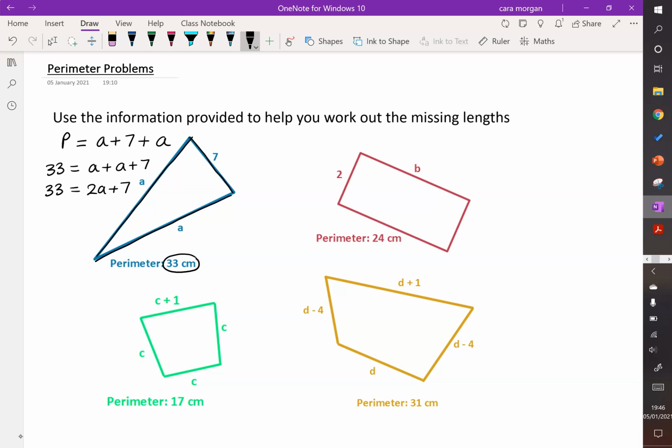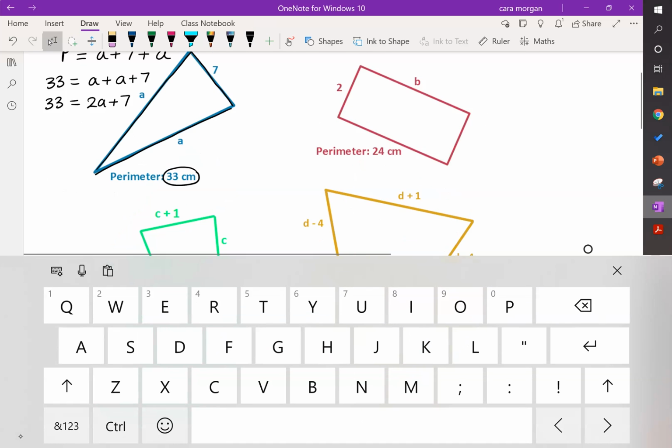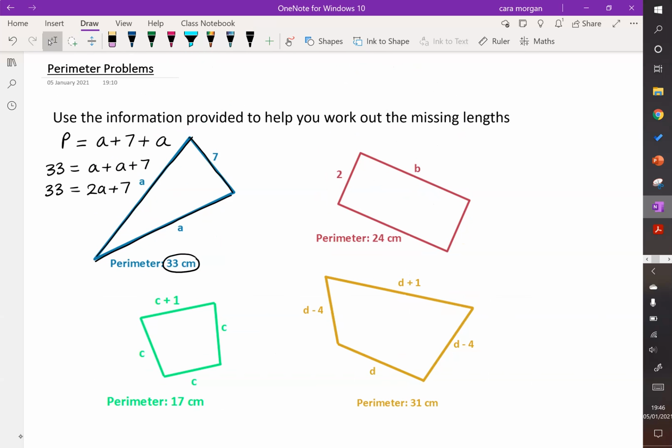I could subtract 7 from both sides, and if I do that, I get 33 subtract 7, which is 26. And then I can divide both sides by 2 and get 13 is A. I'm going to check that. If I had 13 there, and 13 on this side, add them together is 26, plus 7 gives me 33. I'm confident that A is 13. Maybe you could have a go at the others. Press pause.